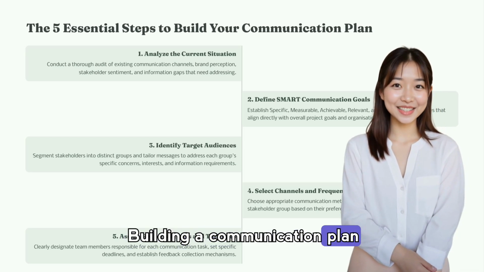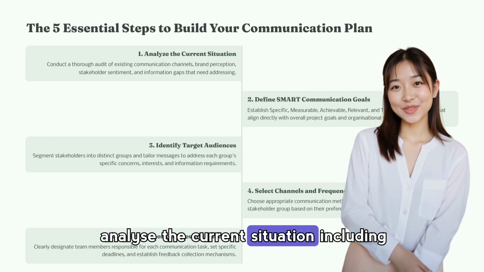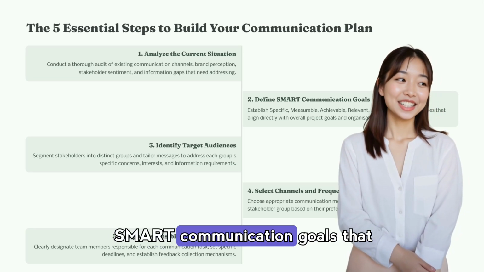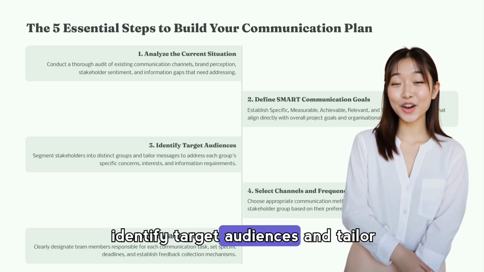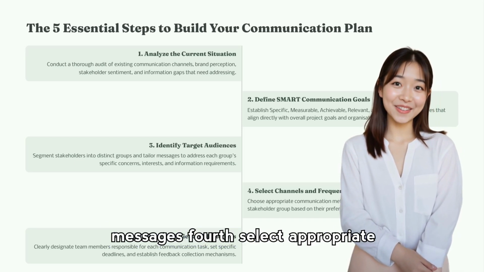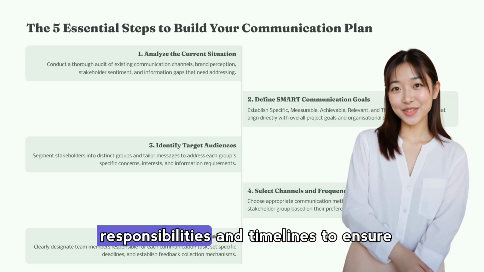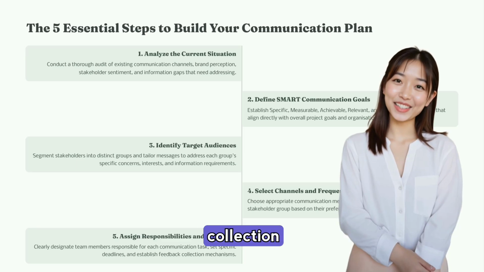Building a communication plan involves 5 essential steps. First, analyze the current situation including channels and sentiment. Second, set smart communication goals that align with project objectives. Third, identify target audiences and tailor messages. Fourth, select appropriate channels and cadence. And fifth, assign responsibilities and timelines to ensure accountability and feedback collection.